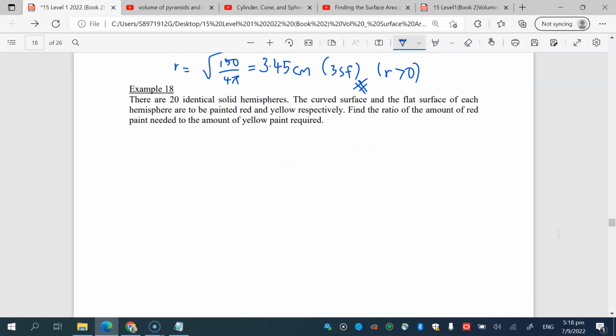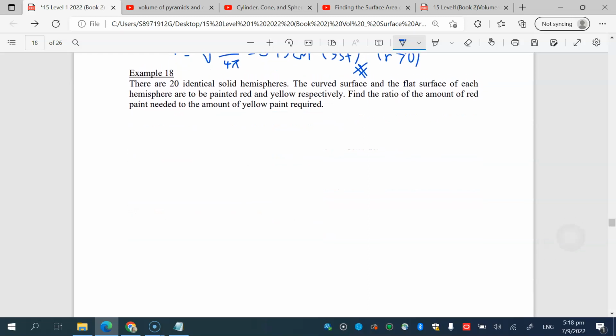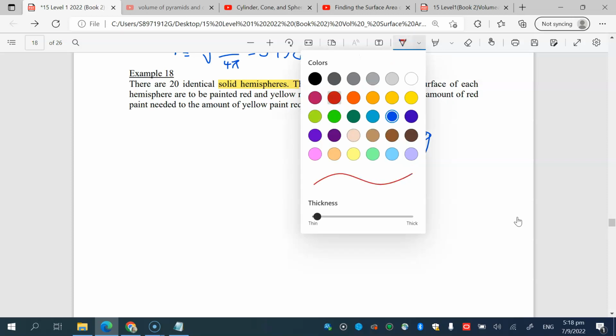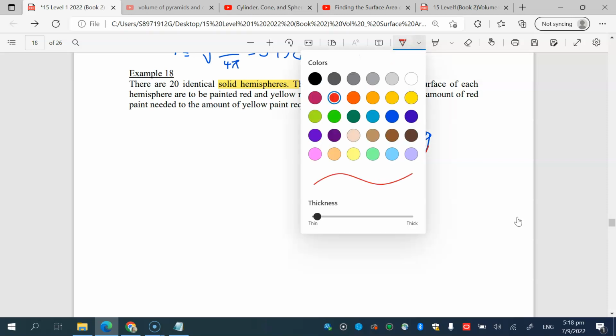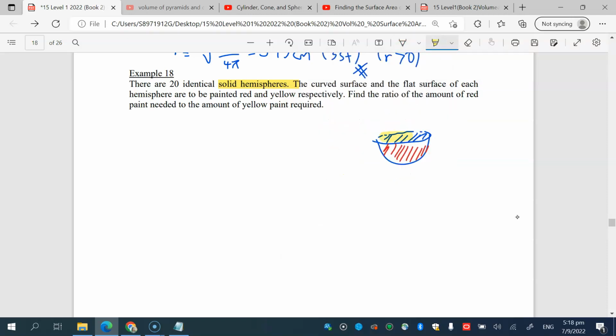All right, example 18. There are 20 identical solid hemispheres. Solid means the top part is also there. So it's like a bowl, but the top part is covered. Okay, and it's a hemisphere. So read the question carefully. The curved surface and the flat surface of each hemisphere are to be painted red and yellow respectively. So they are saying that this part will be red, and then this part will be yellow here.